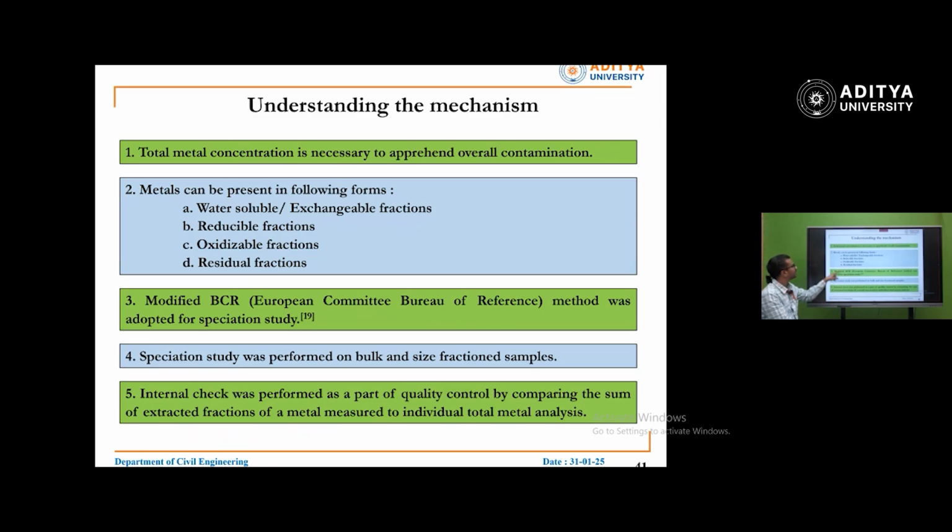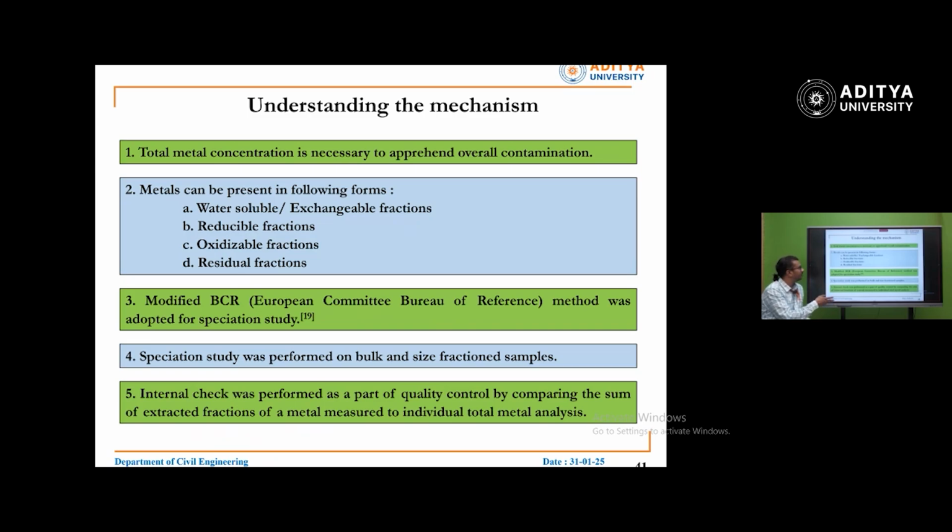But if the metal is present in these first three fractions, then obviously you can consider all these first three fractions commonly as bioavailable fractions. That means they are readily available to leach out under favorable conditions. So if those conditions come into the environment, then at that time these metals will directly come into the environment. So then obviously it is going to cause certain risk either to us or for the environment.